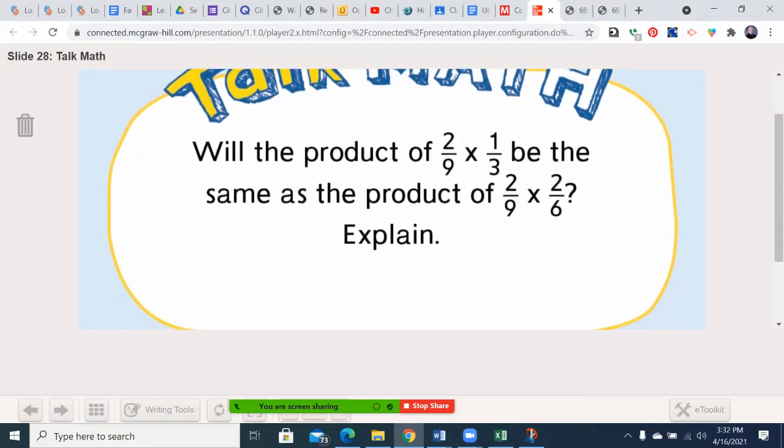Will the product of 2/9 and 1/3 be the same as the product of 2/9 and 2/6? Well, let's check. 2/27, or we have 4/54. Once you simplify, it'll be back to 2/27. So the value of those products are the same. The only difference is they happen to have simplified 1/3 instead of 3/6, but the value is the same.